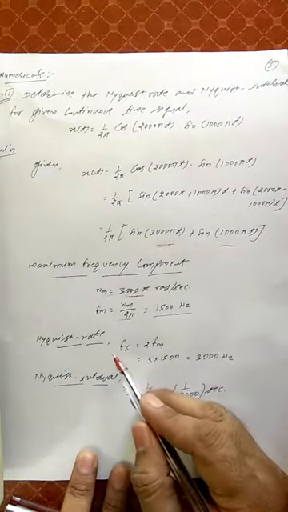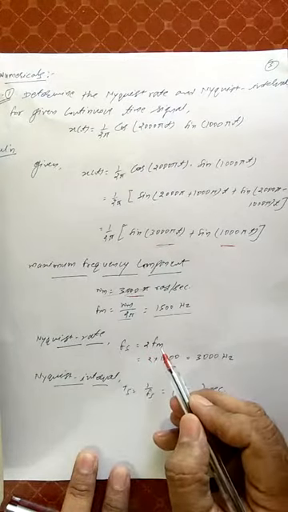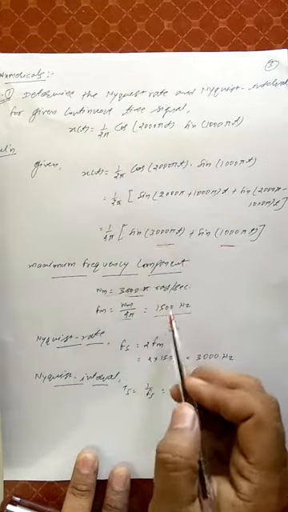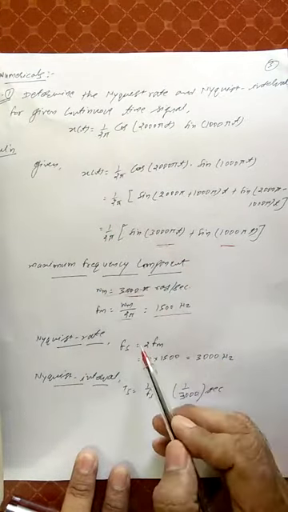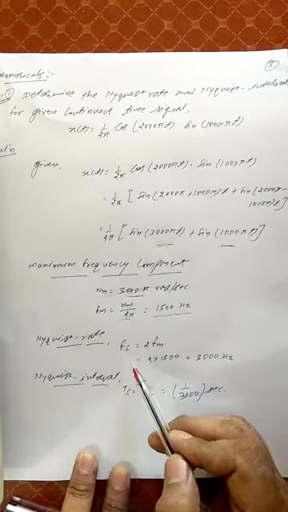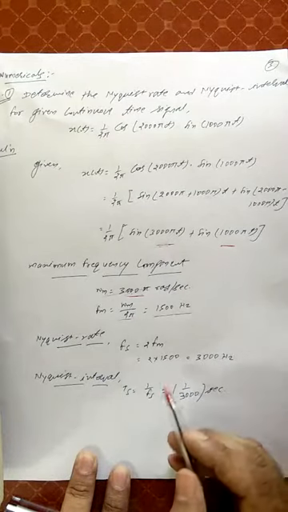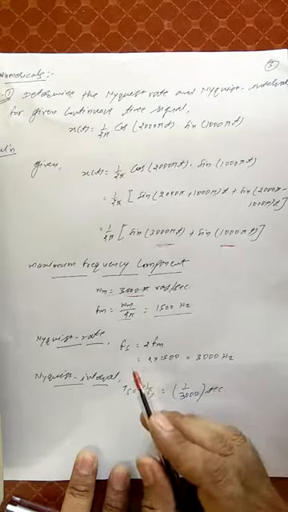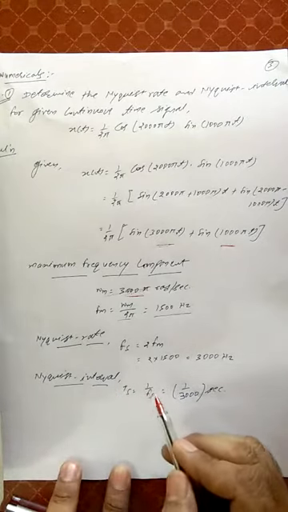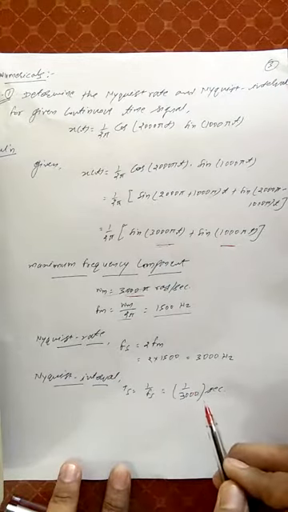As we know, the Nyquist rate f of s equals twice the maximum frequency component in the given signal x of t. The maximum frequency component is 1500 hertz, and double of fm is known as the Nyquist rate. So f of s equals 2 into 1500, which equals 3000 hertz. That is the Nyquist rate. The Nyquist interval is the reciprocal of the Nyquist rate, so Ts equals 1 upon f of s, that is 1 upon 3000 second.